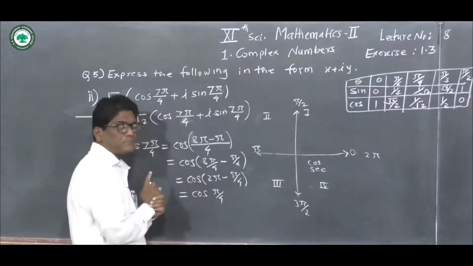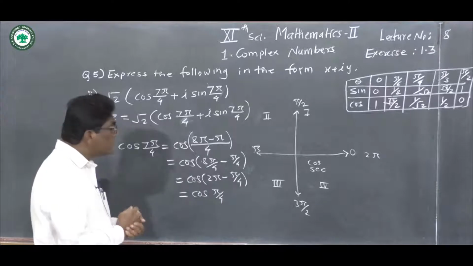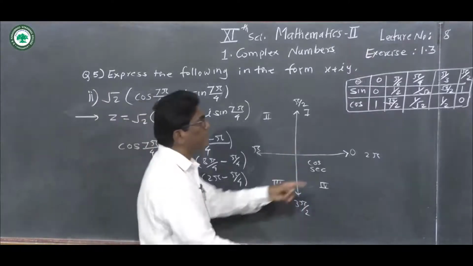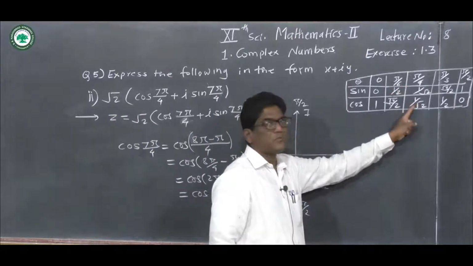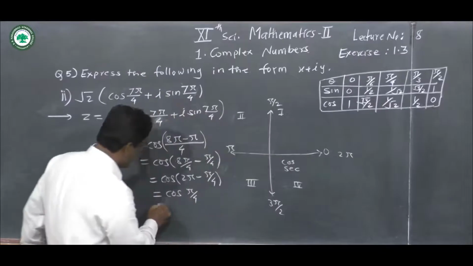So we take positive here and then we remove this 2 pi. This is the formula we learned in paper first. So cos of pi by 4, 45 degrees, pi by 4. Cos of pi by 4 is 1 upon root 2. Get it? So here we write 1 upon root 2.